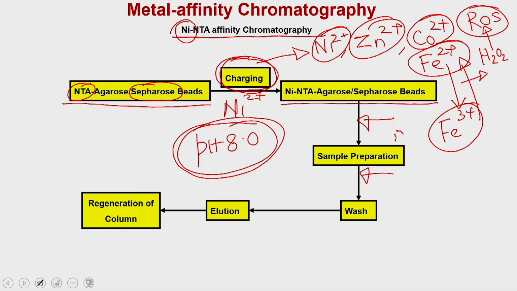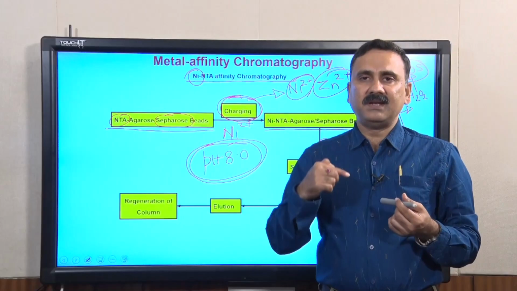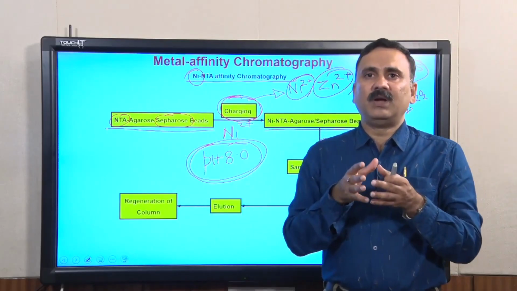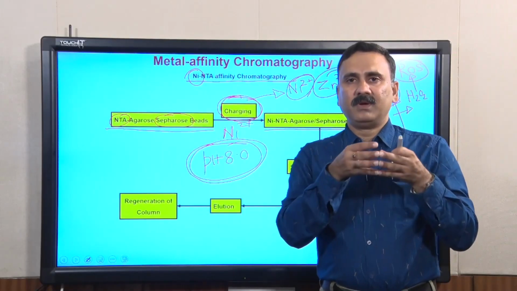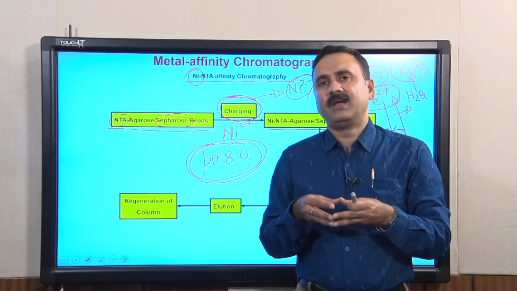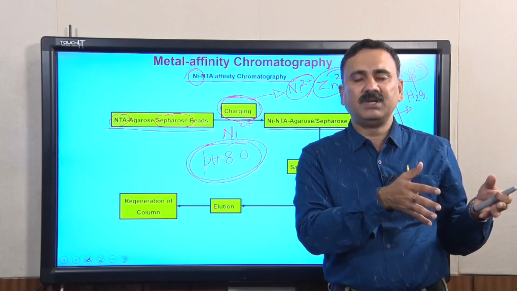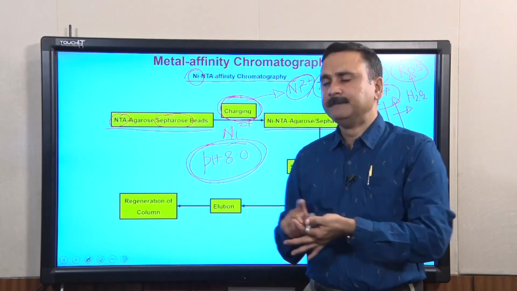The sample is going to bind to the beads, and the protein which contains the histidine tag. Just like the GST tag, you are going to have the histidine tag present on the protein simply by recombinant DNA technology. Either the histidine tag will be present on the N terminus or on the C terminus.